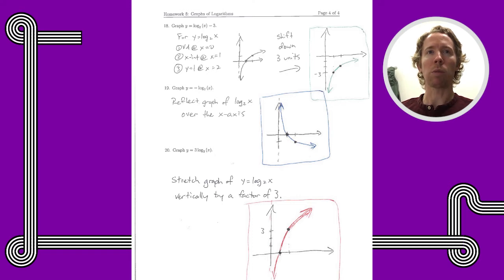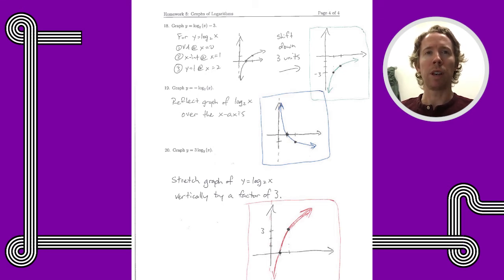For the graph of y equals negative log base 2 of x, we take the graph of log base 2 of x that we had before, and we know that if you multiply that by -1, that just changes all the signs of the y values. So you're just going to reflect your graph over the x-axis.